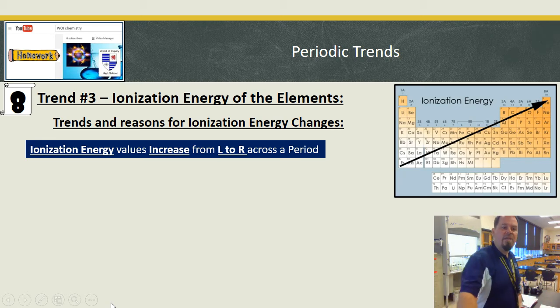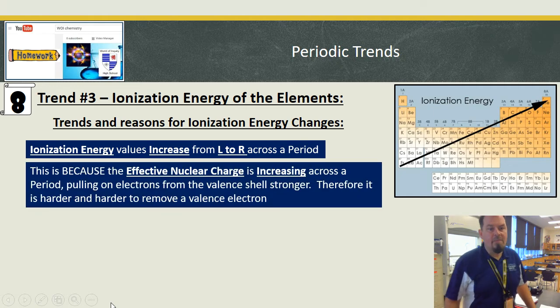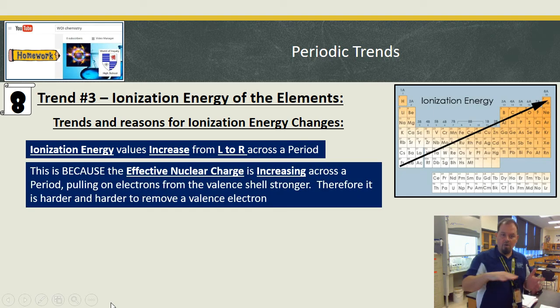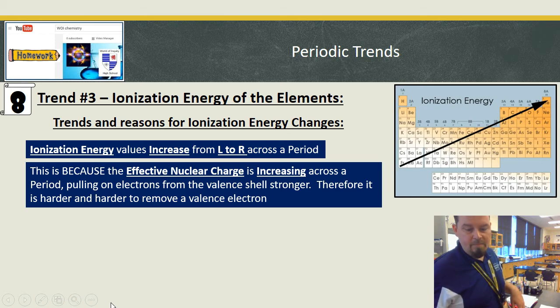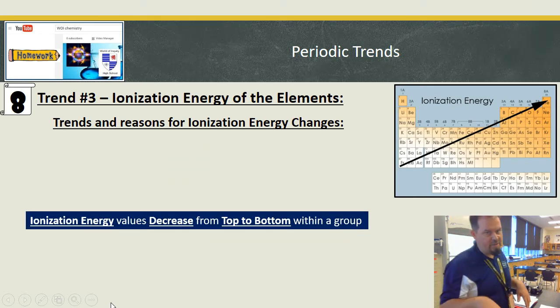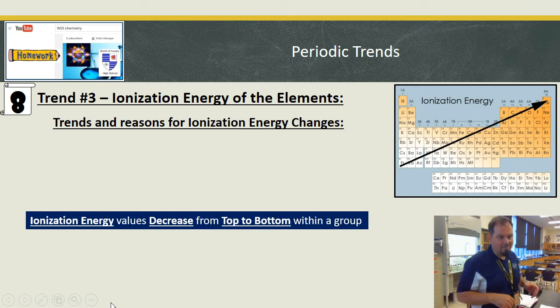Ionization energy increases as I go from left to right because, again, same thing. As I go across from left to right, my effective nuclear charge is going to go up and my shielding is going to stay the same. That's why my effective nuclear charge goes up. The reasons are all the same. We just have to be able to state them.